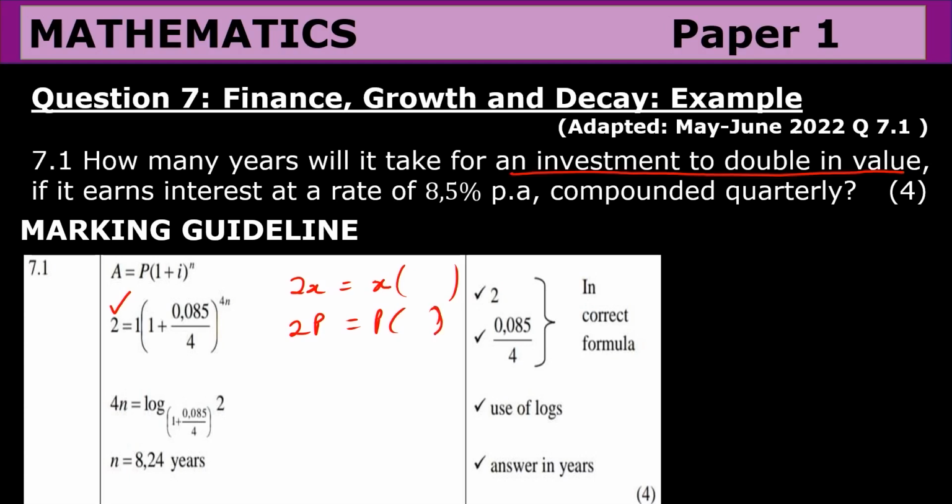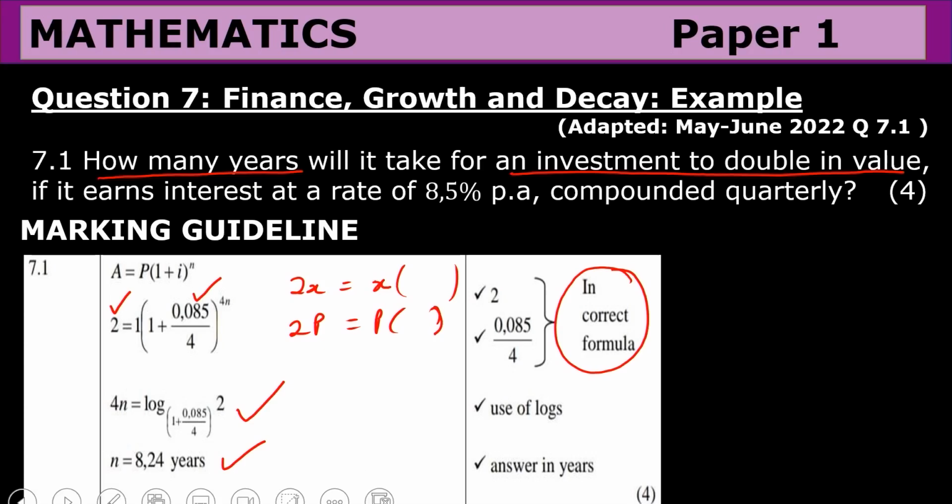You could have also gotten the marks as well. The next mark there goes to our interest, which is the 0,085 divided by 4, and you're going to get a mark there. But can you see how the memorandum is showing us that this needs to be in the correct formula? So if you do have these things, but they are in the incorrect formula, you're not going to get those marks. Then we get a mark for the use of the logs. And then lastly, we get a mark for the answer in years, because our question does say how many years. So you need to make sure that our answer there is given in years.